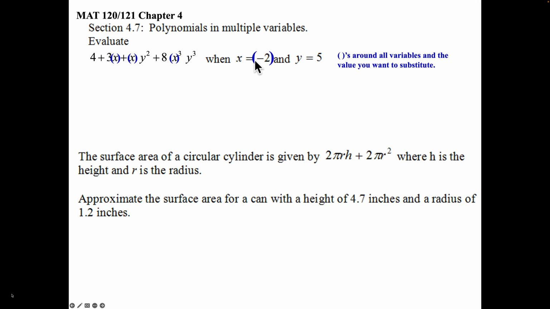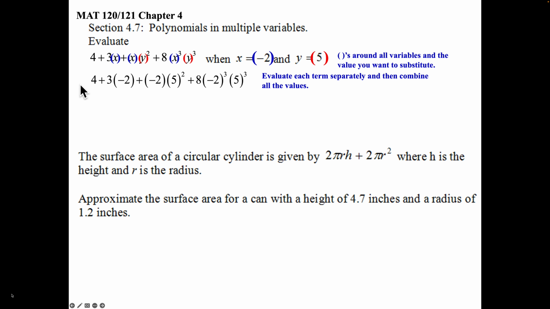So I'm going to use blue parentheses because I have the ability to use color. So if you got a blue pen, we're going to put parentheses around every x, and we're going to put a negative 2 in. And then I'm going to use red parentheses for my y and put red parentheses around every y. Now, if you don't have color, we'll go parentheses and a bracket. We'll put a negative 2 in for every x, and we'll put the 5 in for every y. Now, again, we're going to go through individually here to evaluate them.